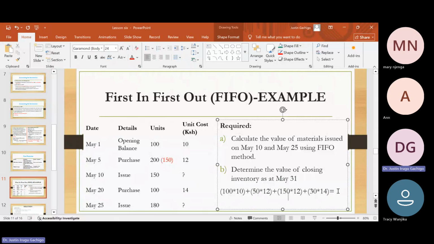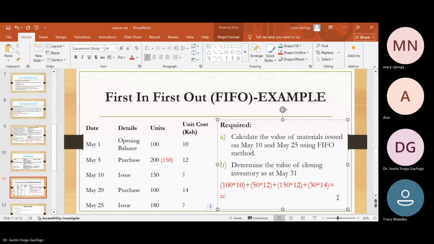So what will be the value of the inventory remaining? So we have answered the first question. This is the first one here. We have answered that one correctly. What will be the second one? What did you remain with? What have you not issued here? Wajiko, what have you not issued here? Or what's the balance of what we have not issued?